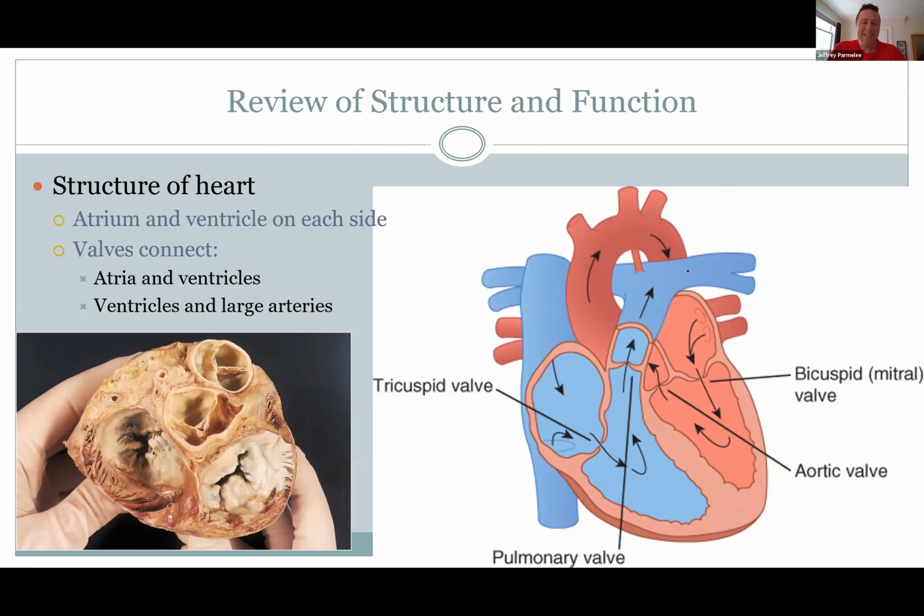And your valves again, 4 of them. The big ones in the right and the left between the atria and the ventricles, valves keep blood moving in one direction. And we'll see how they can become narrowed and solid, called stenosis, or they can become incompetent. They're not working. They prolapse, they flip up, and they're not working as they should. So both of those will cause problems.